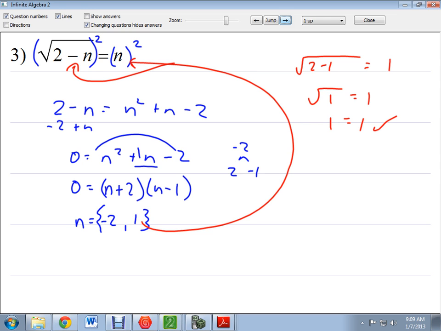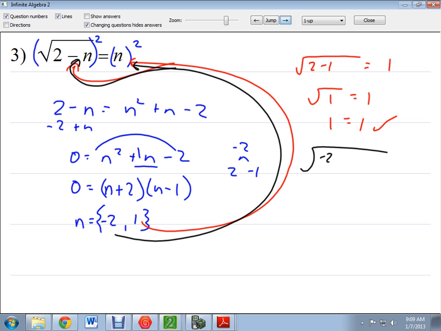Now what we have to do is check by plugging in the negative 2. So negative 2 is going to come in here on both sides of the equation, and we're going to say the square root of negative 2 minus 1 is equal to negative 2. Negative 2 minus 1 is the square root of negative 3 is equal to negative 2.